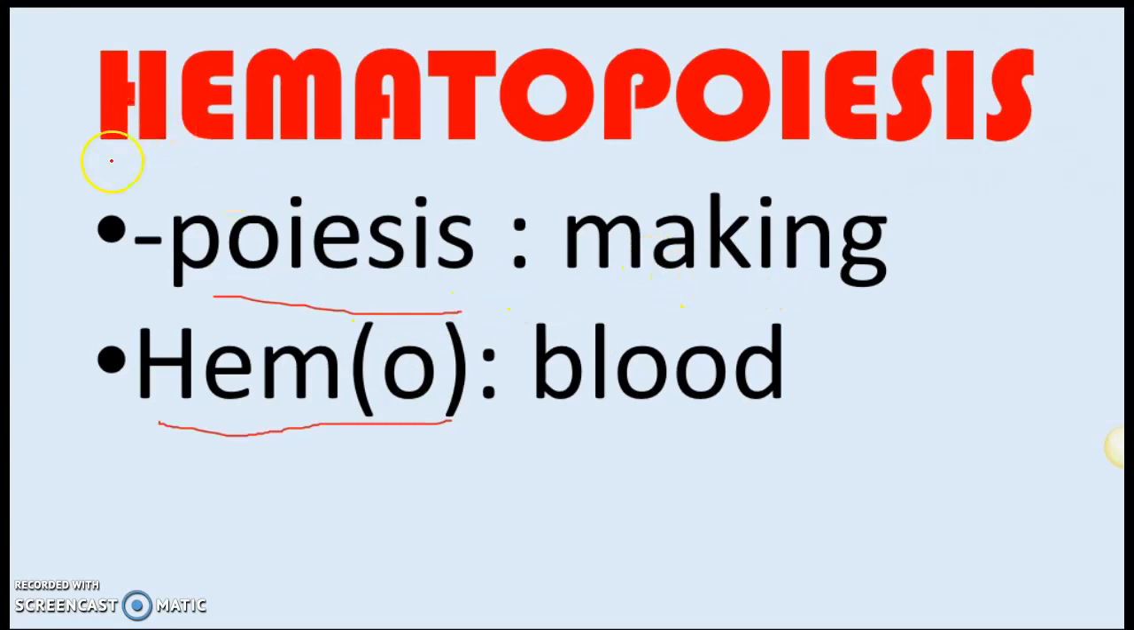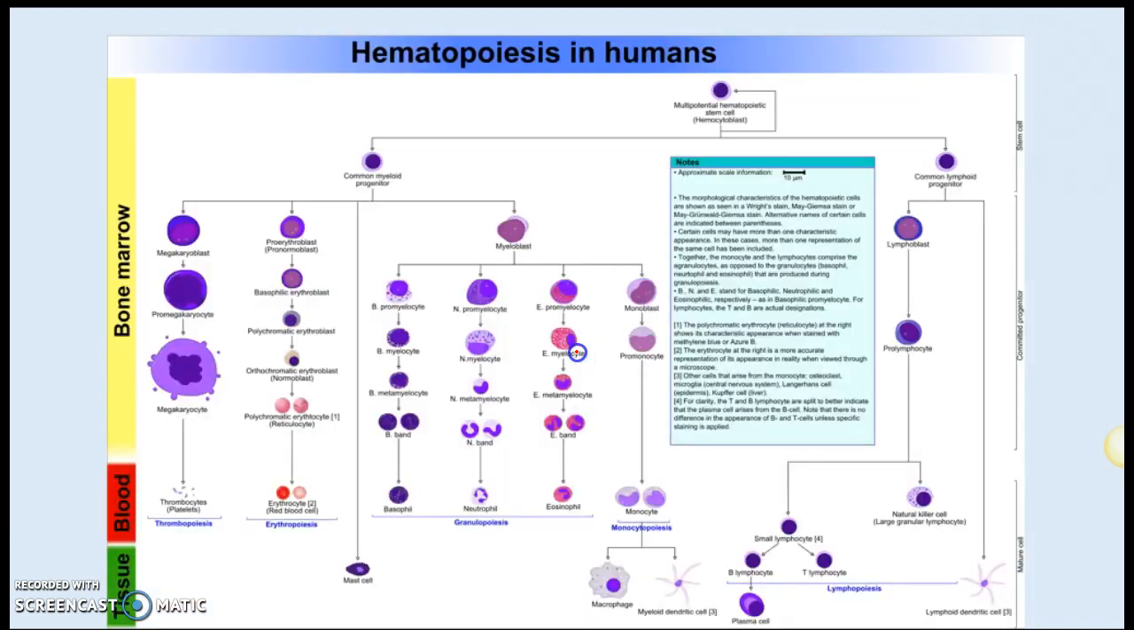So when I put heme and poiesis together, once again, I feel like Sesame Street. You know, like when Grover would take Blue and Barry and be like, Blue, Barry, and slide them together. Blue, Barry. Okay, that's the same thing here. Heme, poiesis. Hematopoiesis is the process of making blood. The process of making blood, and not some blood, okay? It makes all of the blood.